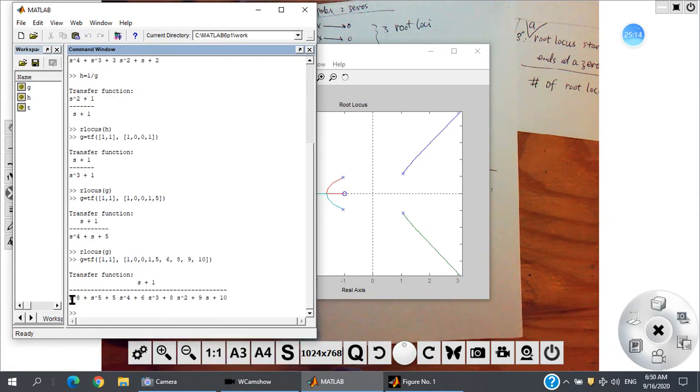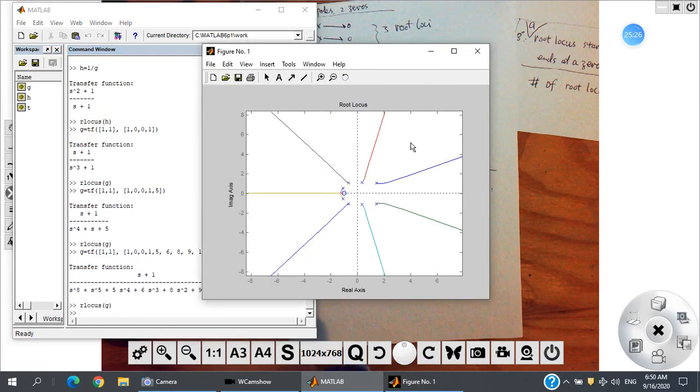So this is order 8 in the denominator. Now you can imagine we need 7 root loci going to infinity, right? Where are those 7? It's here. You see, I have 7 going to infinity. Now we can have some regulation, some rules about it.